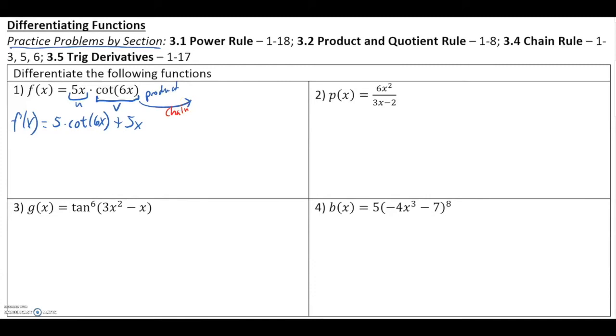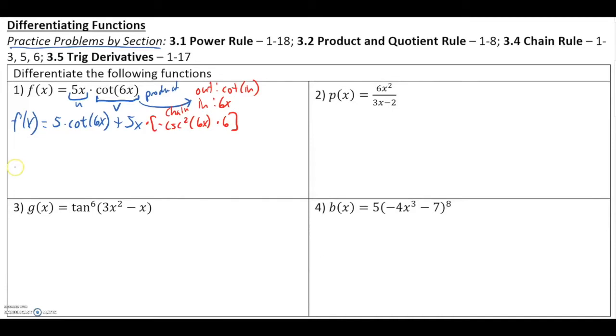that's one we read as cotangent of 6x, so we have to apply the chain rule. With an outside, which is cotangent of the inside, and the inside is 6x. So going back into our product rule, derivative of cotangent is negative cosecant squared of the inside 6x times 6 from derivative of the inside function.